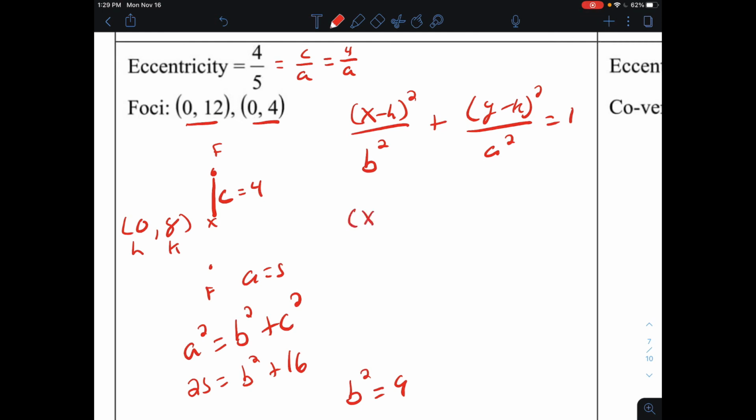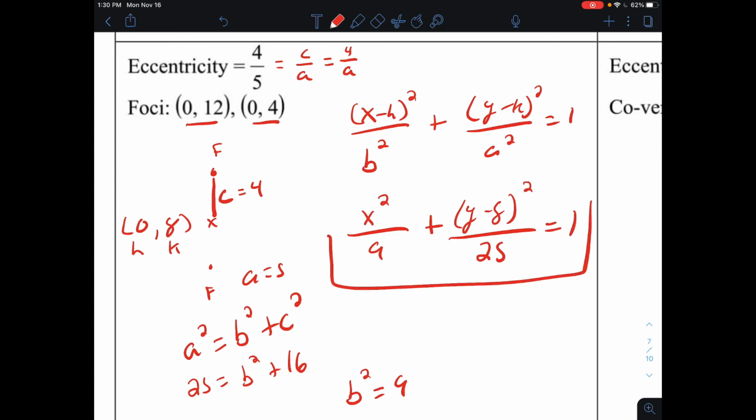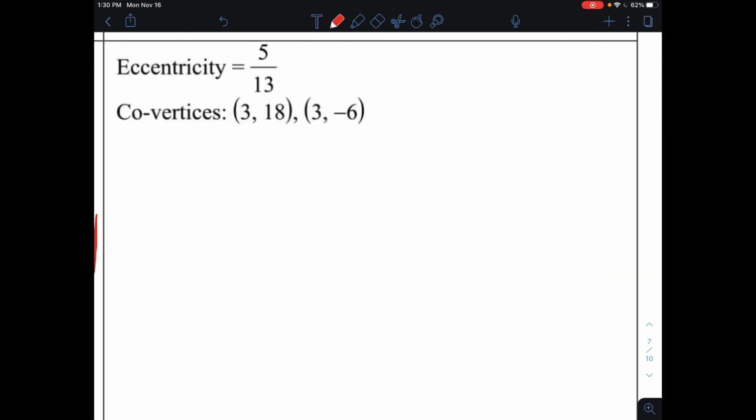We put everything in. So our equation here would be x minus 0 squared, just write x squared, divided by b squared, so over 9, plus y minus k squared, so y minus 8 squared, over a squared. Well, we said a was 5, so that's going to have a denominator of 25, is equal to 1. There's our standard form. One more example here.